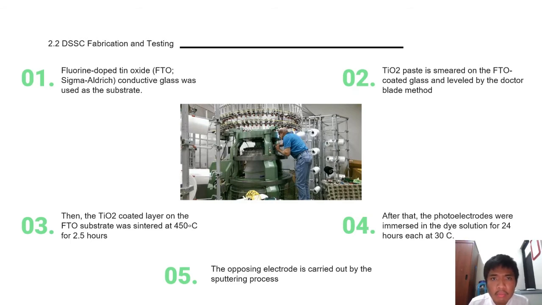The platinum target material is connected to the negative terminal at a high voltage of 404 volts and 125 mA, while the FTO glass is connected to the positive terminal.